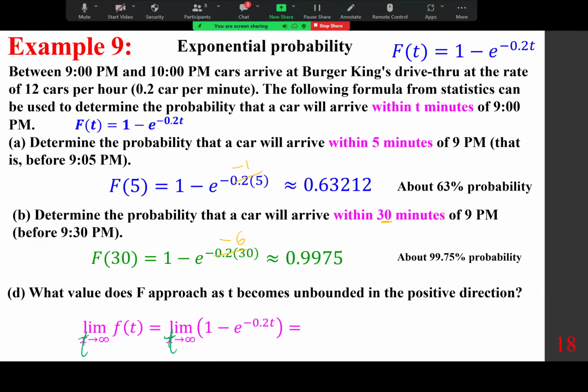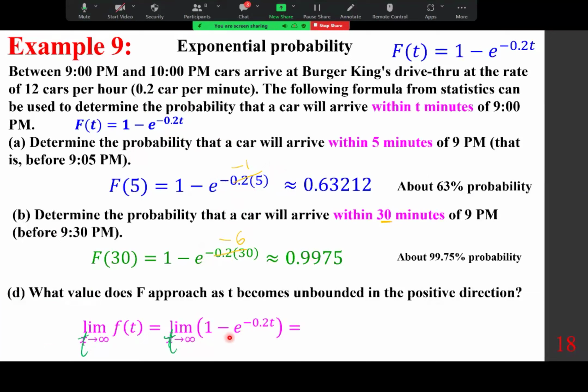Well, as t becomes larger and larger, just going back to parts A and B, notice this was e to the power of -1. Then when t became larger, e to the power of -6. I hope you know that this is smaller than this. So as t becomes larger, this part becomes smaller and smaller.